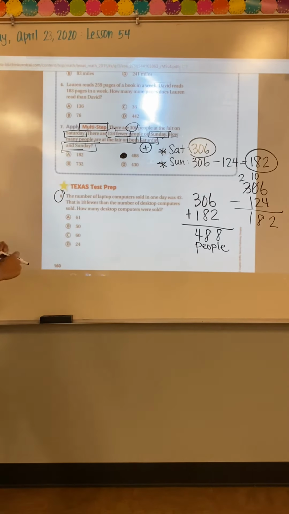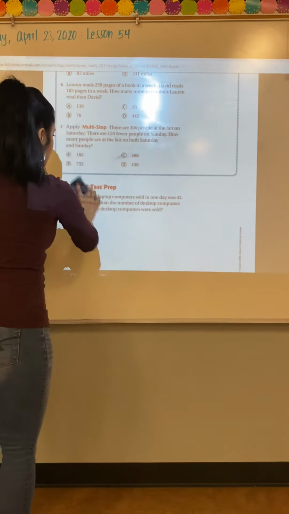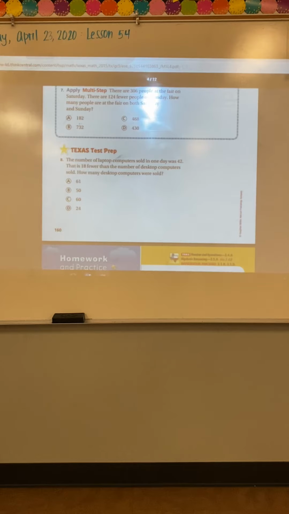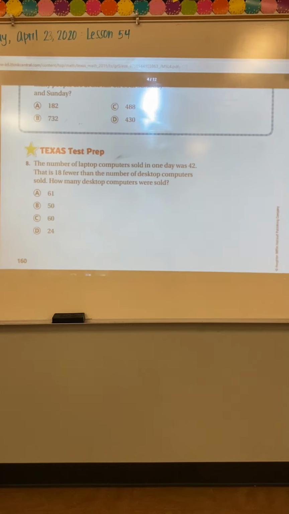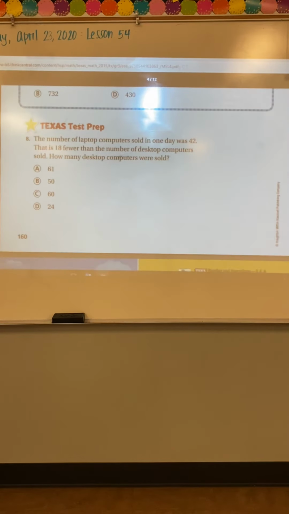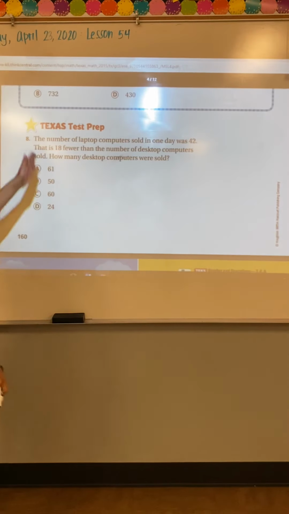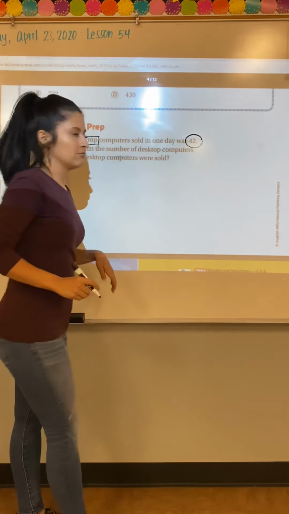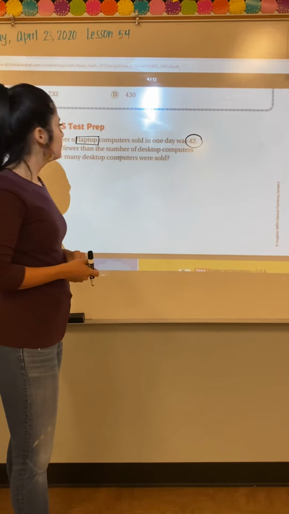All right, last one together, our test prep question. I'm going to scoot it up just a little bit. Maybe that's big enough for you to see. Okay, number 8. No picture, no stimulus. I have to understand this word problem. The number of laptop computers sold in one day was 42. So let's pretend this is Best Buy or something. They sold 42 laptop computers.